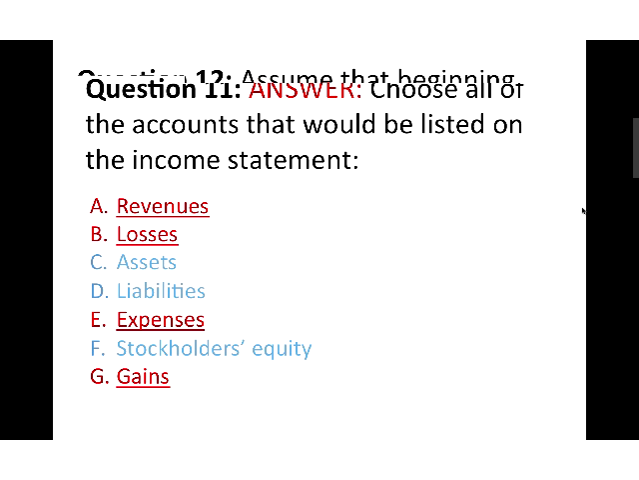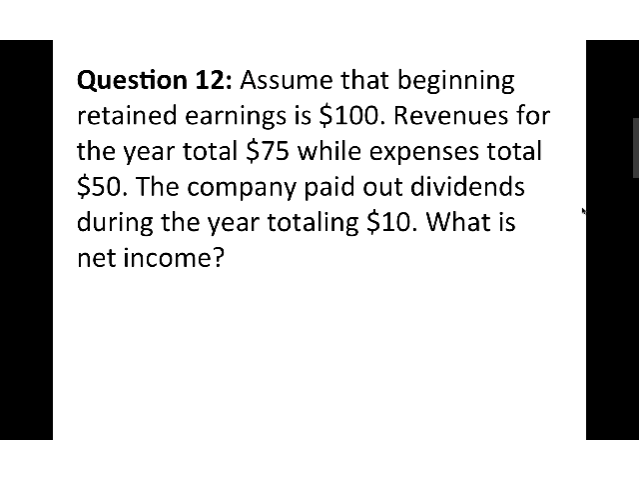Okay, so we're going to move on. One more. This question is way easier than it looks. Assume that beginning retained earnings is $100. Revenues for the year total $75 while expenses total $50. The company paid out dividends during the year totaling $10. What is net income? Okay, so you have to do a computation here. Just think about what we said about what net income was.